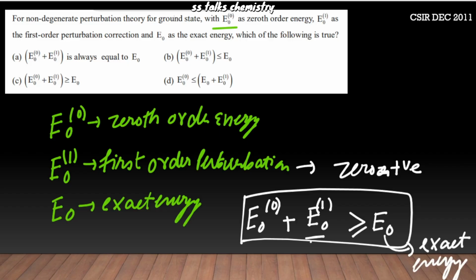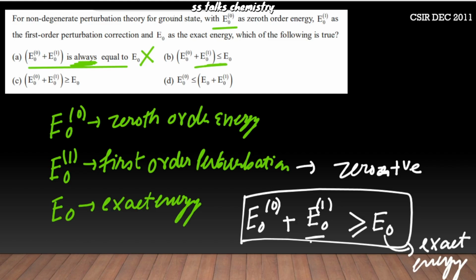The energy that we will be getting is always going to be greater than or equal to the exact energy. Based on this, the first option says it is always equal to E naught. That is incorrect. "Always" is not correct; it may or may not be equal to it.